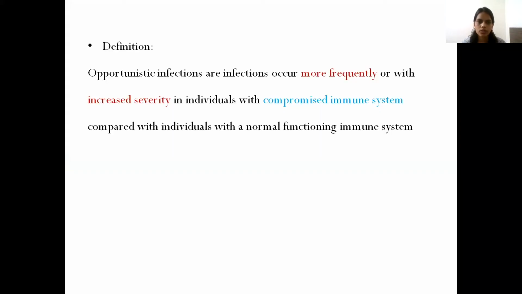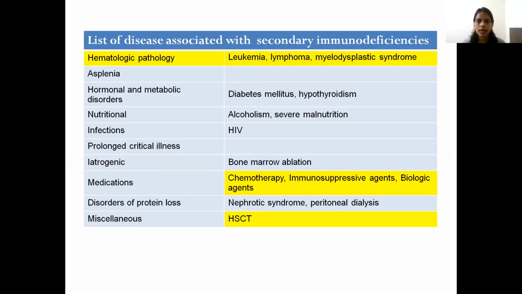So to define opportunistic infections, these are the infections which occur more frequently or with increased severity in individuals with a compromised immune system when compared to a healthy, normal functioning immune system. When we are talking about a compromised immune system or immunodeficiency state, we should know that it can be due to either a congenital immunodeficiency or an acquired immunodeficiency. Here is a list of diseases which are associated with secondary immunodeficiency.